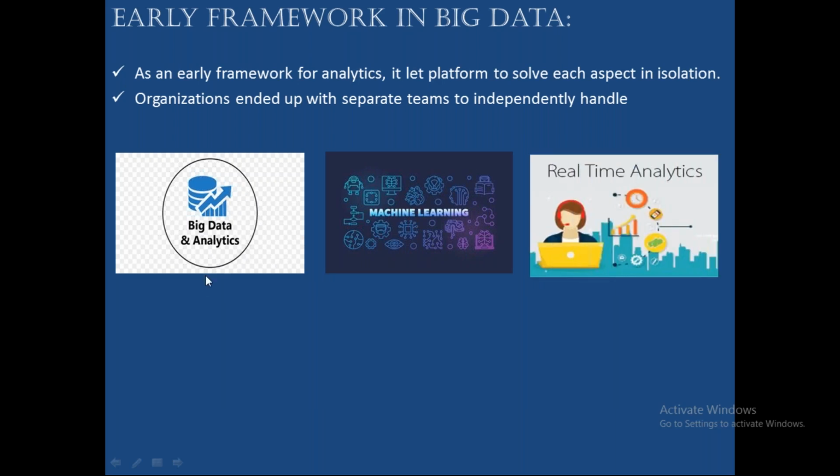Let's say for big data we have data engineers, for machine learning we have data scientists, for real-time analytics we have data analysts, something like that. These three people usually work in isolation. All these people will work independently. There is no single platform for all these people to work on. Now, do we have a solution for this?